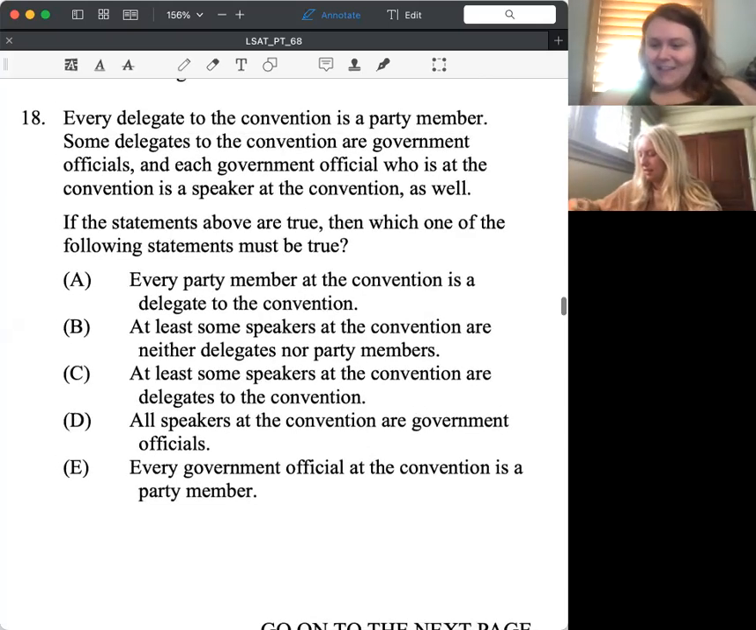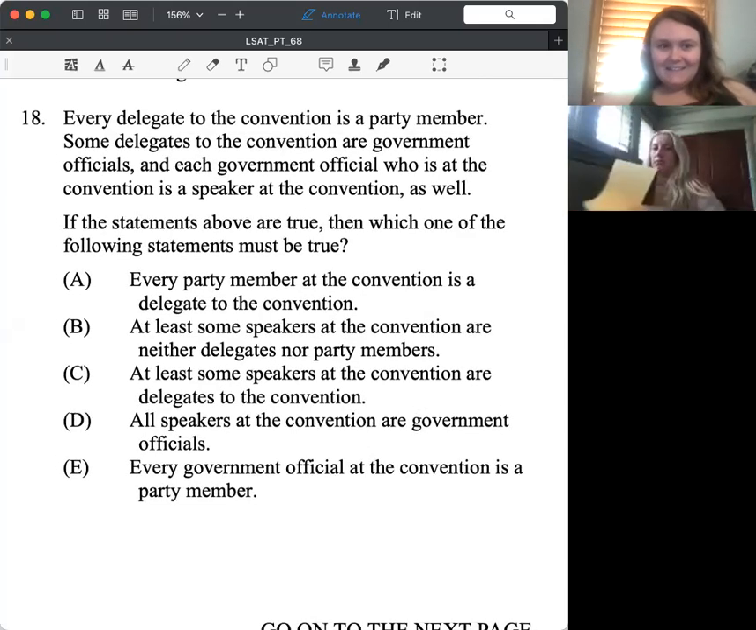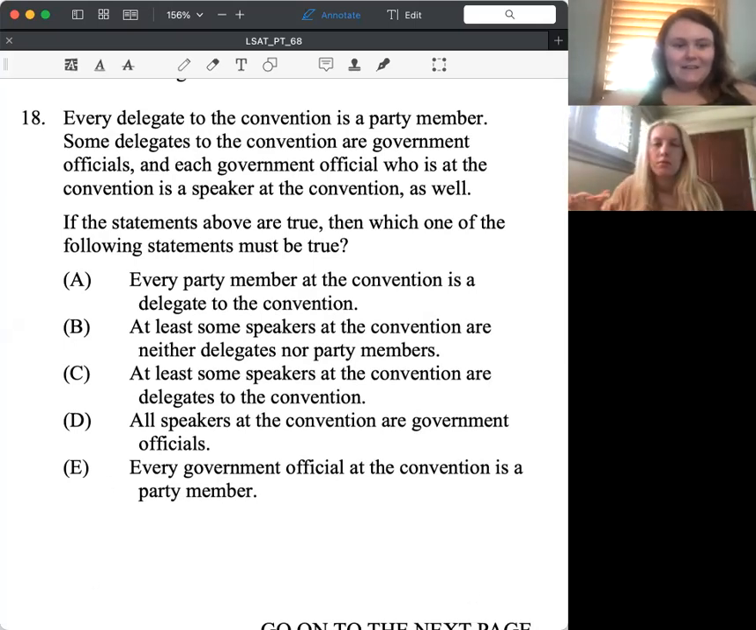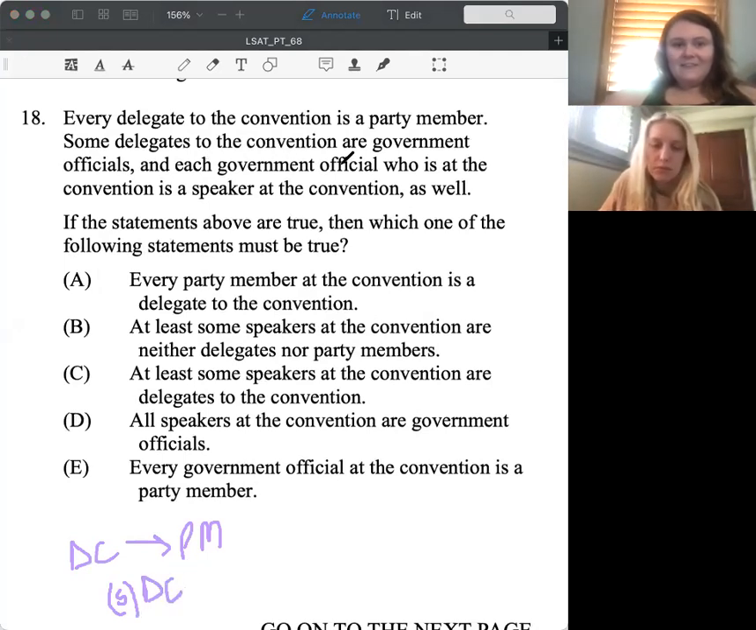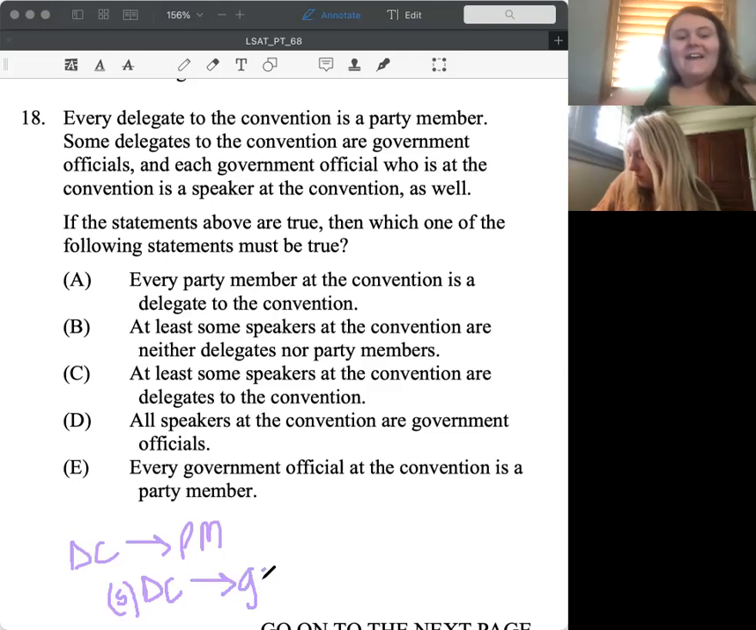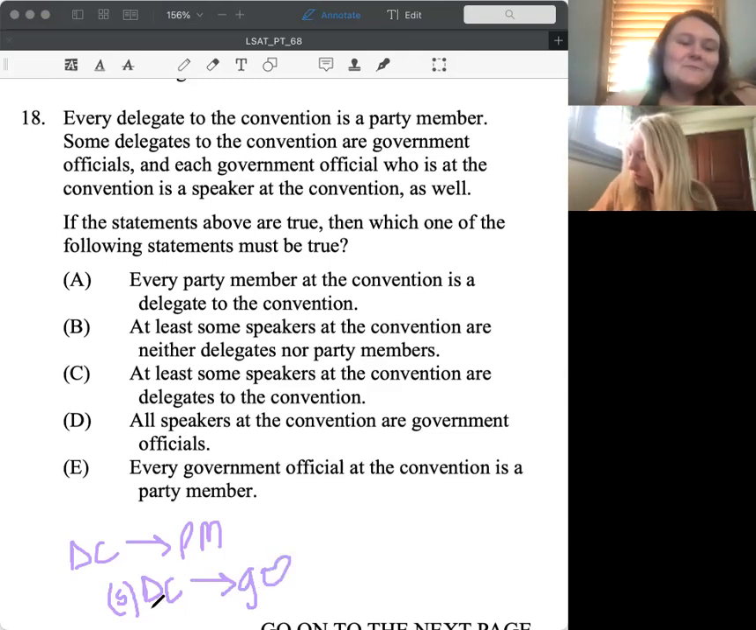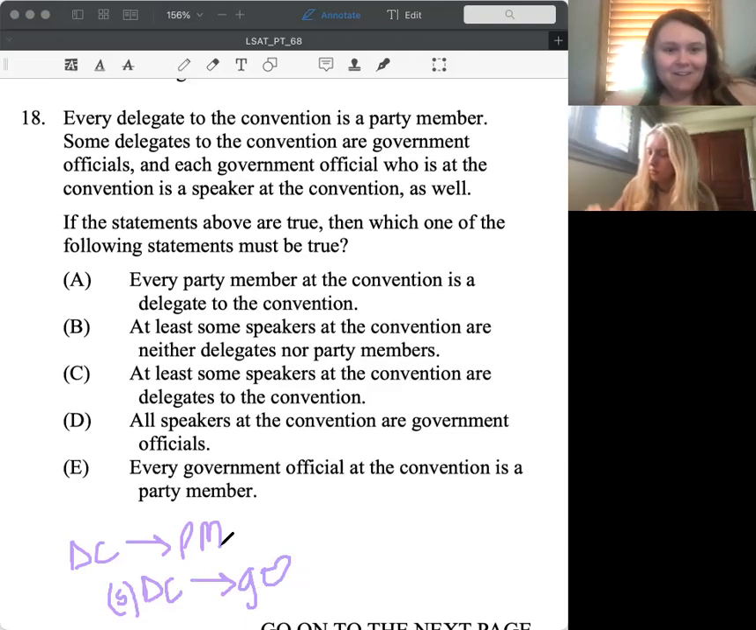But anyways, okay. So for 18, it says every delegate to the convention is a party member. So if you're a delegate at the convention, you're a party member. Some delegates to the convention are government officials. So I usually just do it like S parentheses. So like some, at least one delegate to the convention is a government official. I read that and I'm already like, oh, so at least one government official is a party member, because if every single DC is PM, right?